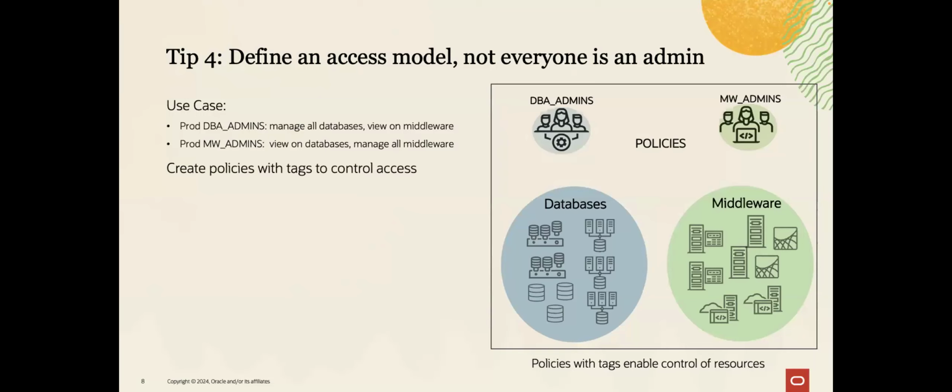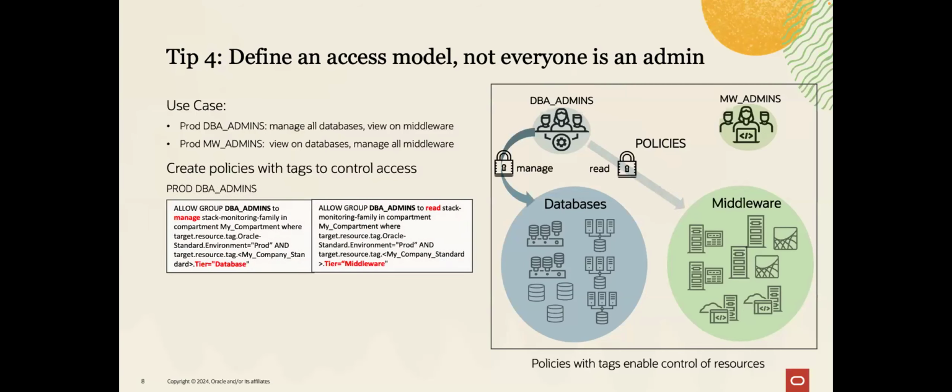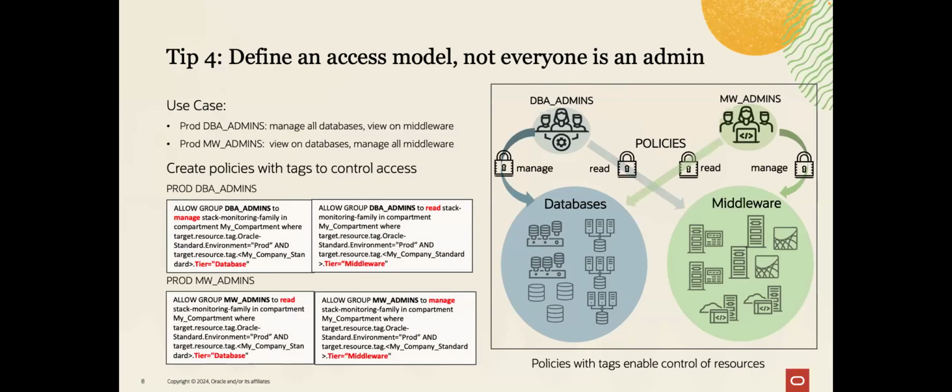Next, create policies to define the appropriate access to the relevant subset of resources, like databases or middleware, which in turn are identified by tags. Here's an example of policies for production DBAs, where they have manage access on databases and read access on middleware. And here we have policies for production middleware admins, where they have read access on databases and manage access on middleware. Again, these policies can then be tweaked to be even more fine-grained between production, test, development, etc.